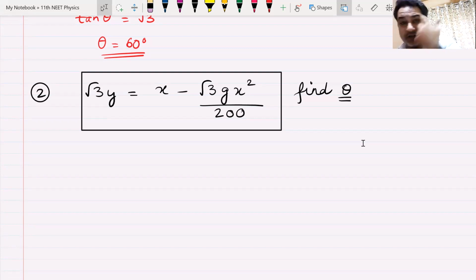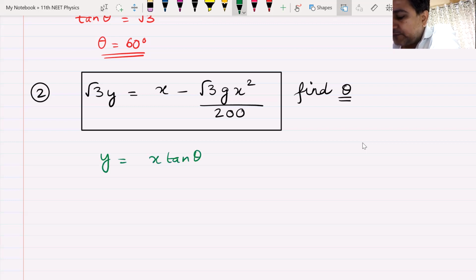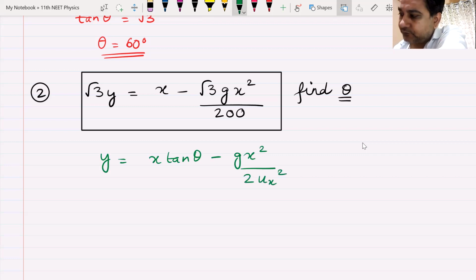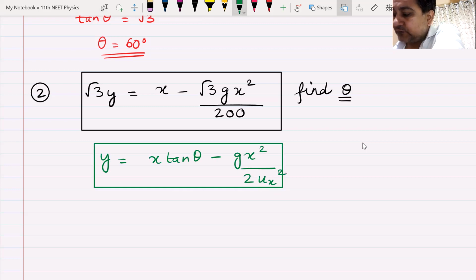Trying it. Okay. Now this question looks a bit different. Don't worry. Don't panic. Take a deep breath. First, write the equation that you know: y equals x tan theta minus g x squared by 2 times u x squared. This is the equation of the trajectory that I know. When I compare it, y must have coefficient 1. Here, y has coefficient of root 3.